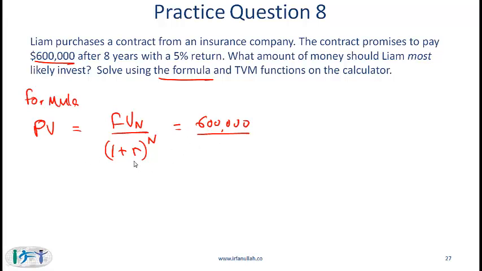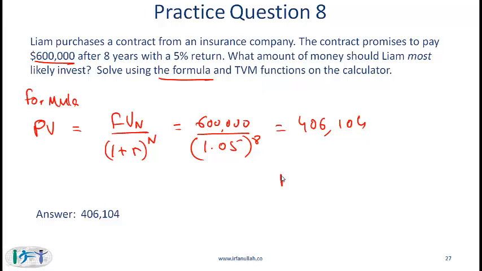The interest rate is 5%, so we put 1 plus 0.05, which is 1.05, raised to the power of number of periods, which is 8, and that should give you the answer, which is 406,104. Using the time value of money function on the calculator, what you simply do is the following.